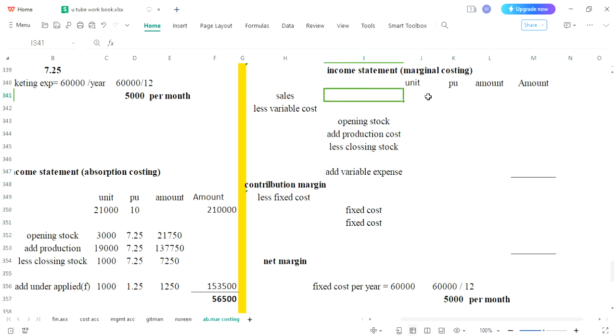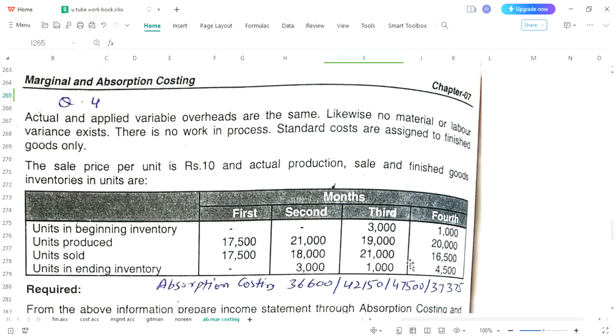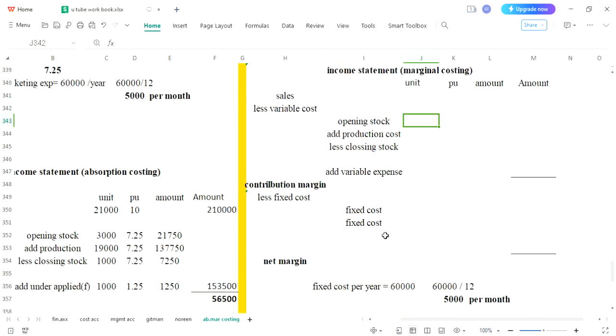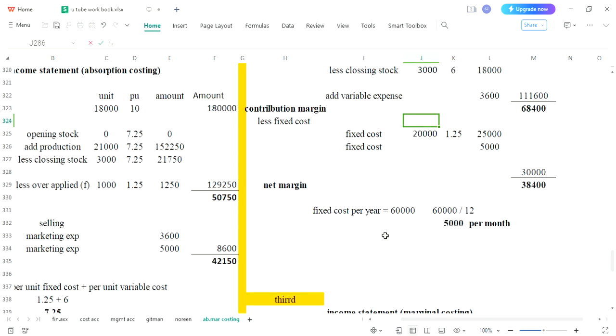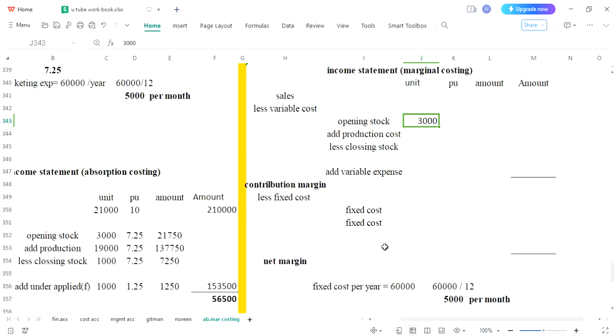Okay, we are ready to calculate numbers now and we'll be focusing on the third time period. Everything is mentioned over here. You do not need to bother how many units at opening or closing. Everything is mentioned openly. So first is number of units at beginning, 3,000. We will write 3,000 over here. And then what is next? Number of units produced 19,000. So you will put 19,000 over here.